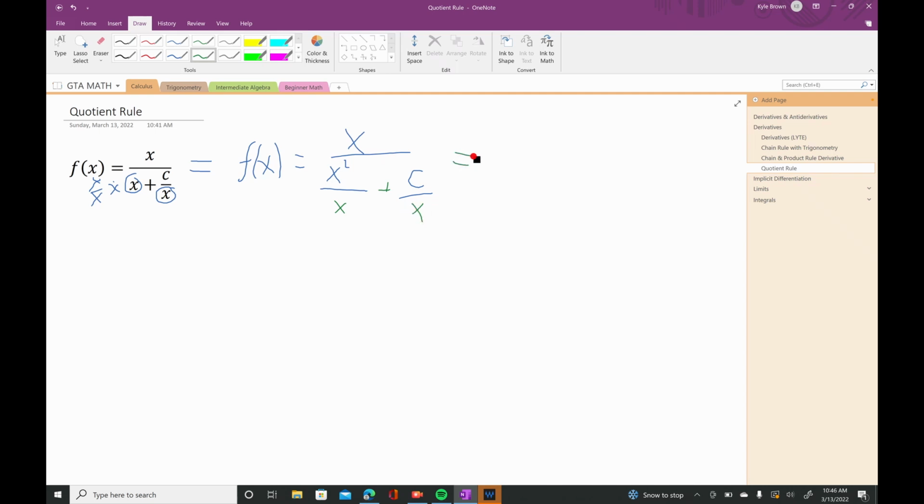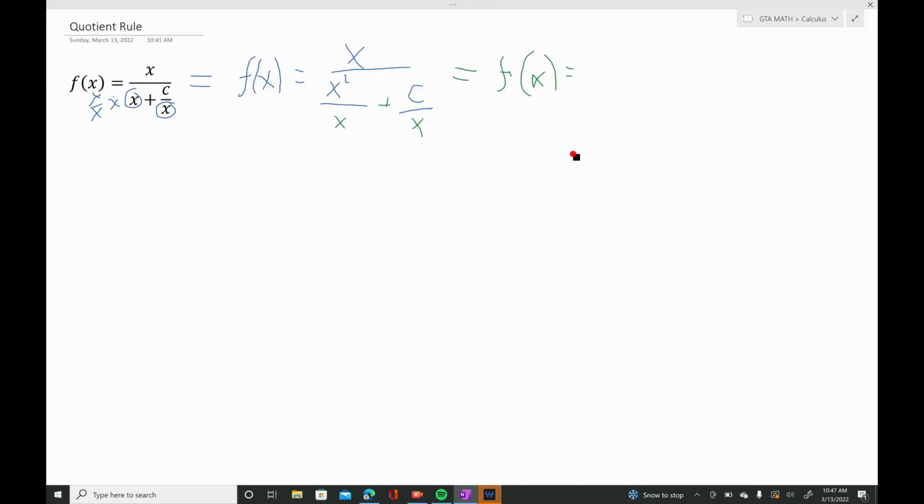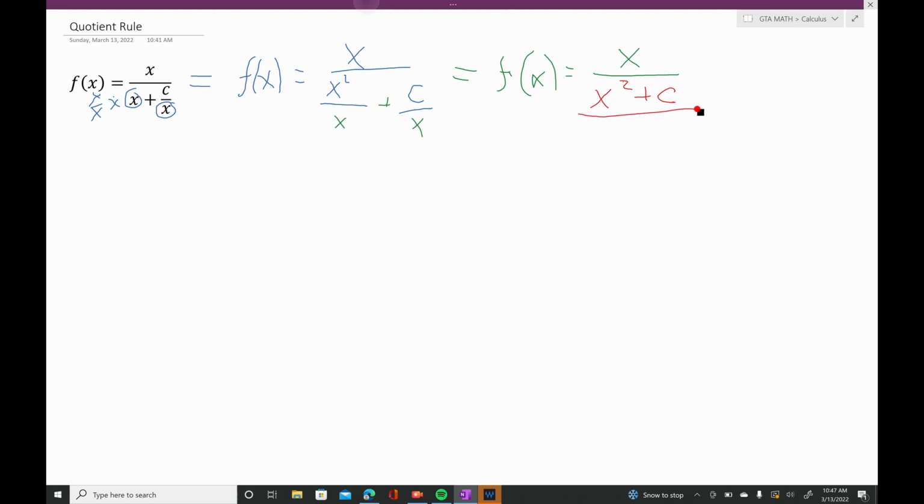The next step, I'm just going to combine it. I'm going to combine both of these denominators where the x's are that are green, and we're going to be left with this. I'm going to bring the f of x. I don't need to be lazy. And we're going to have f of x equals, this x up here is going to stay, and then now we're going to have x squared plus c all over x.